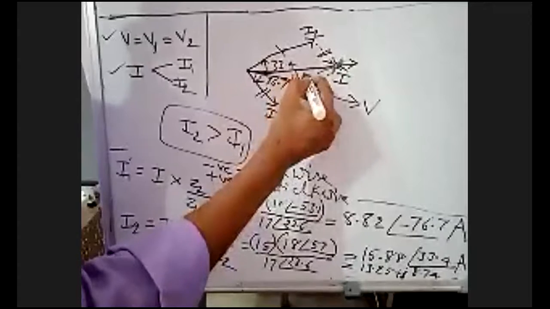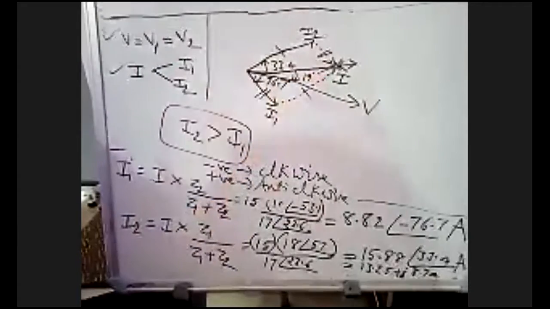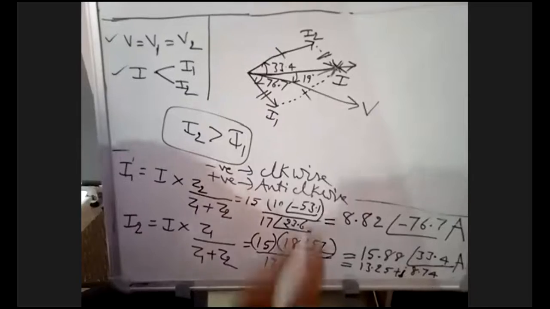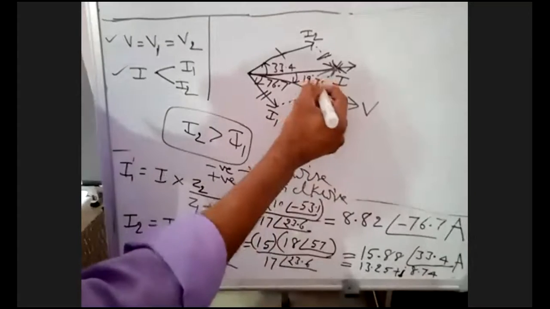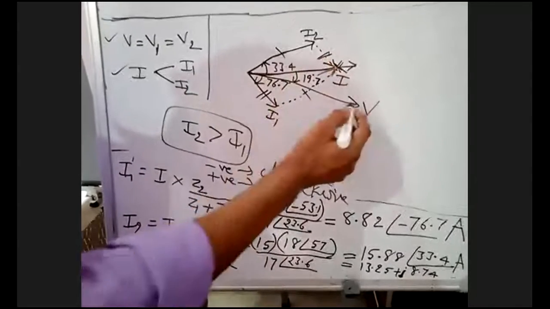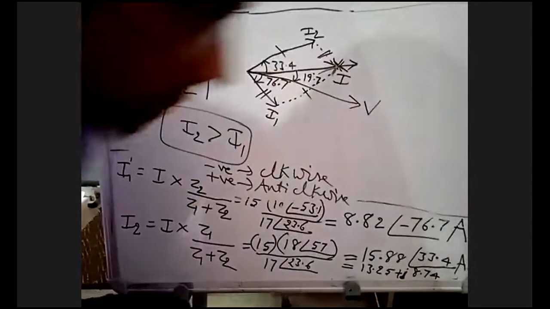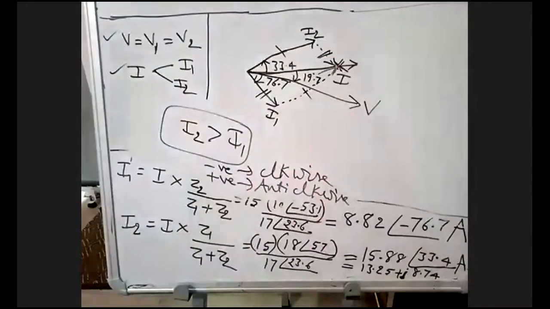This is 19, clockwise direction. For voltage, I am taking clockwise direction, minus 19.7. And the magnitude, I am taking it as V. This is the phasor diagram or vector diagram. If you have any doubt, you can ask me.